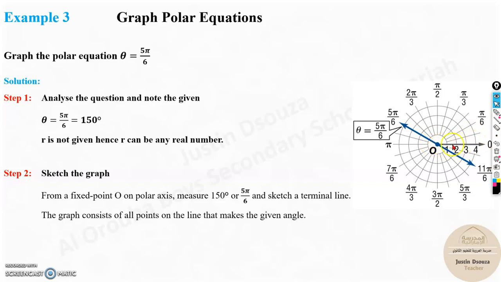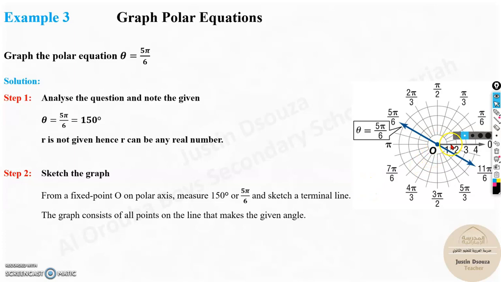Given the polar axis, you just draw a 150-degree line, that is 5 pi by 6. But remember, radius r can be anything because it's not given. It can be 1, 2, 3, 4, or it can be minus 1, 2, 3, 4. So you don't just draw this line, you also extend it backside. So it can be any way. This radius can be any line. It extends forever. So this is how we graph it.